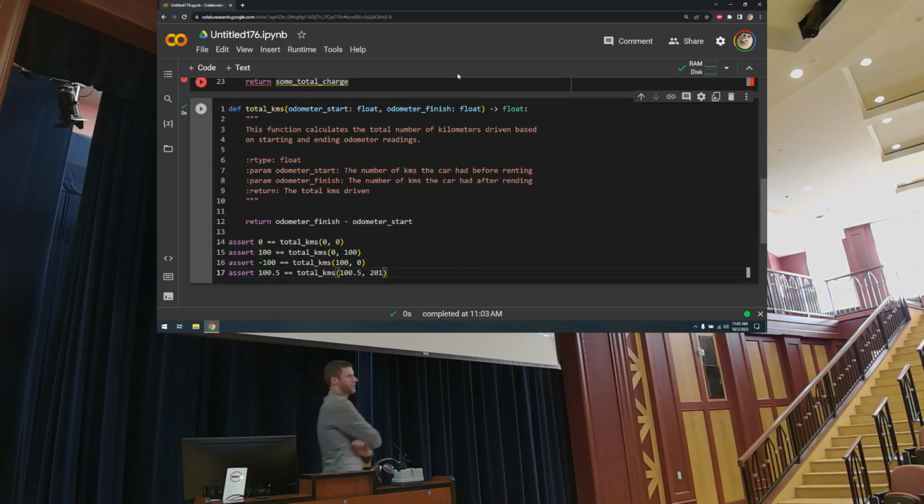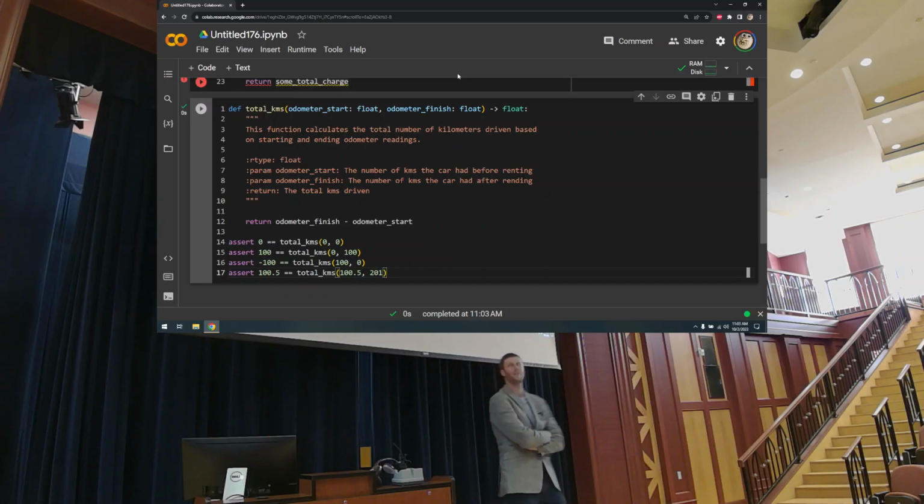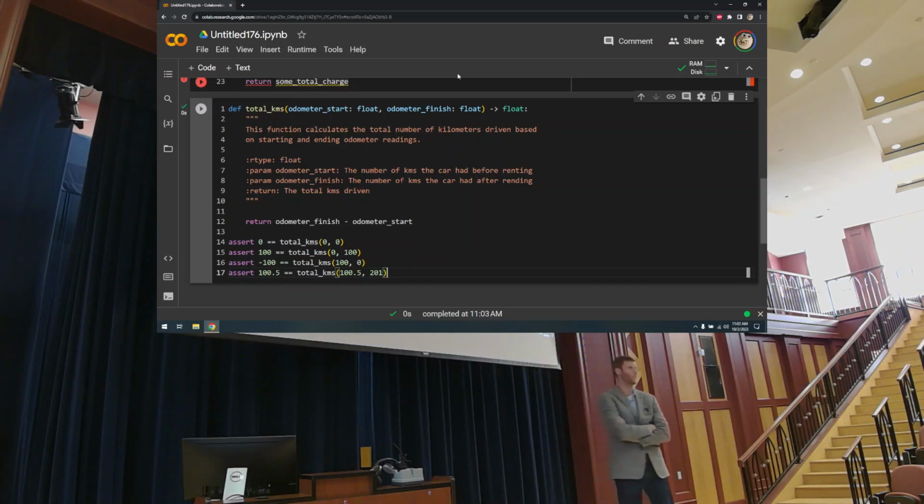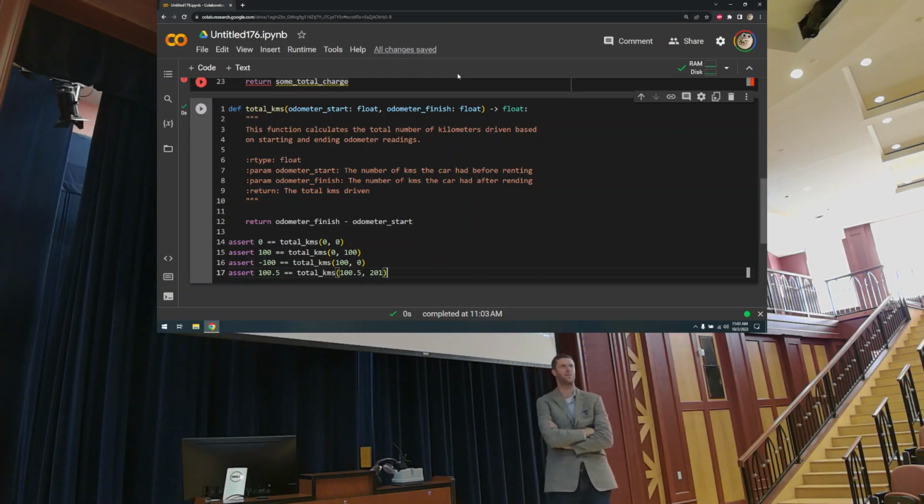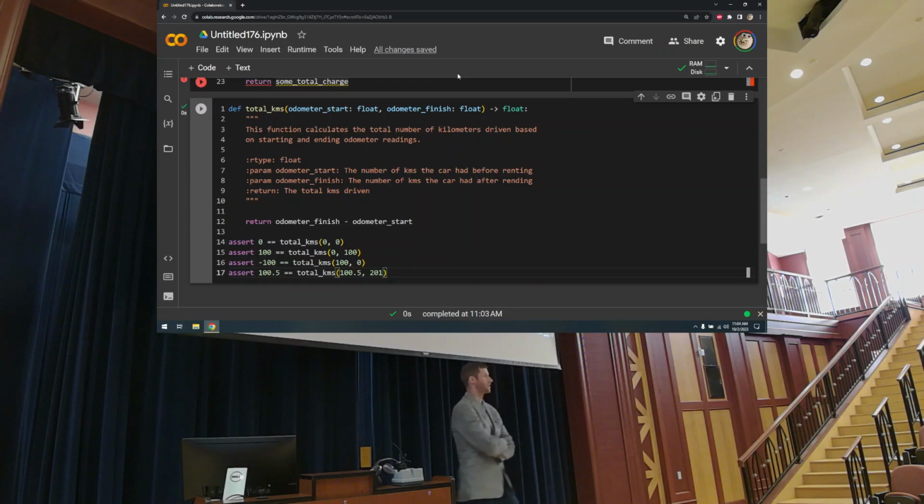Total kilometers. There's really only one line of code in there. Most of it's the docstring. But how do I calculate the total number of kilometers? Well, take the ending odometer reading and subtract the starting, right? If they rented the car with 20 kilometers on it, and they give it back with 30 kilometers, well, they drove 10, because 30 minus 20 is 10. That's how far they went. We all agree with that? Yes. Okay, good. We passed grade 2. So there we go.